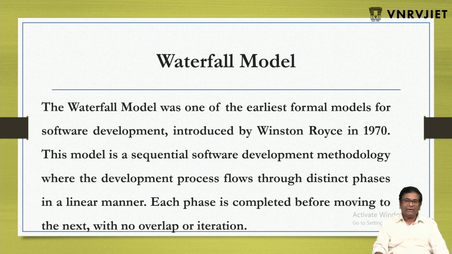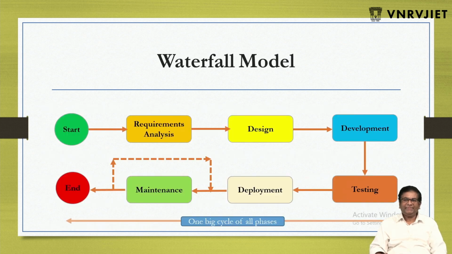Now, the waterfall model is one of the earliest formal models for software development, introduced by Winston Royce in 1970. This model is a sequential software development methodology where the development process flows through distinct phases in a linear manner. Each phase is completed before moving to the next one with no overlap or iteration. This is the pictorial representation of a waterfall model. How it works.